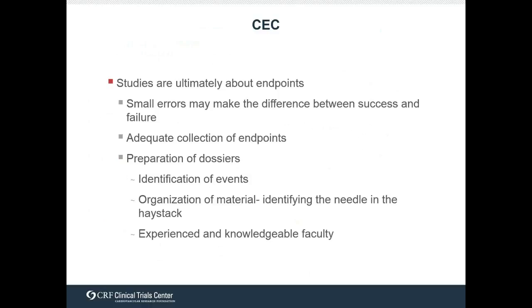CECs, or clinical endpoint committees, have become standard in most studies and are a very important part, again, in order to make sure that there is uniformity across sites in the multi-center studies. Studies are ultimately about endpoints, and even a small number of endpoints that are incorrect or have been missed, not collected, can sway a study from being positive to negative or giving incorrect information.